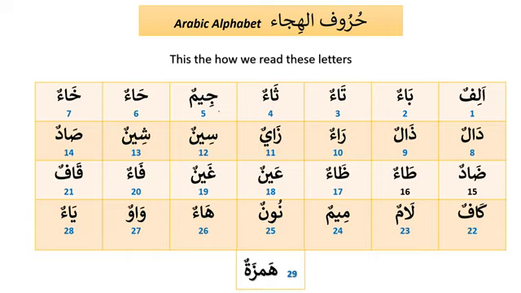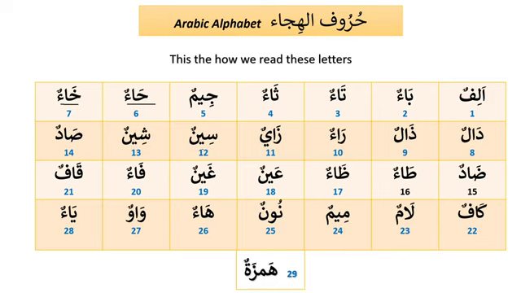Then we have jimun, ha'un. This is a throat letter, from the throat. Kha'un, this is one of the letters that is heavy. So it is kha, kha'un. Then we have dalun, dhalun, ra'un, zayun, sinun, shinun, sadun. So now you see the pronunciation is different, and this is how the original pronunciation is.